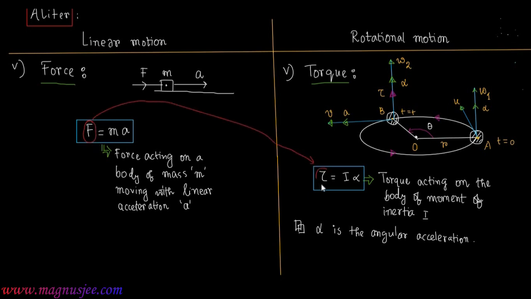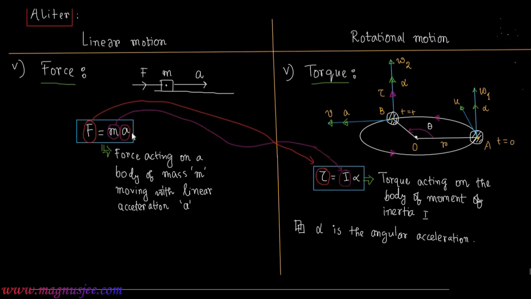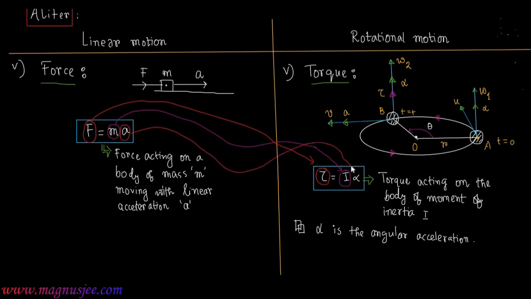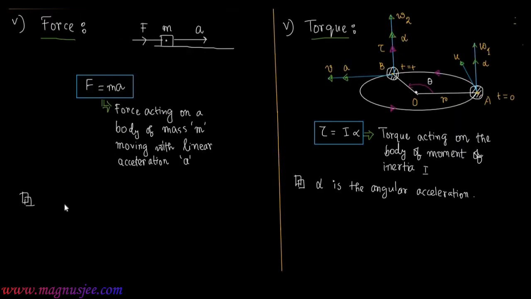Here force F is comparable to torque tau, mass m is comparable to moment of inertia I, and tangential acceleration A is comparable to angular acceleration alpha. As force is equal to ma, torque tau will be equal to I alpha. Again on the left hand side, we can write the dimension of force as MLT⁻².